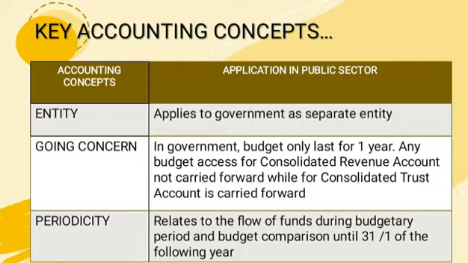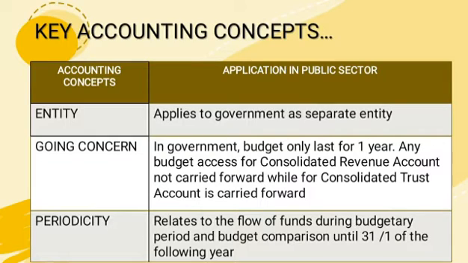Next is key accounting concepts. There are 5 key accounting concepts. First, entity. It applies to government as separate entity. Second, going concern. In government, budget only lasts for 1 year. Any budget excess for consolidated revenue account is not carried forward, while consolidated trust account is carried forward.